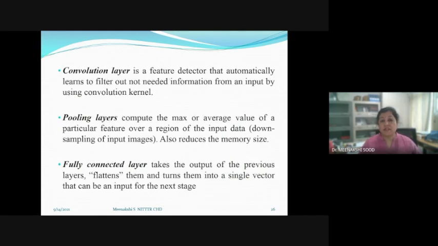Convolution is a layer which is basically a feature detector, and it automatically learns to filter out, because we are using the filters, we are using the kernels, and I hope everybody of you knows about the importance and the functioning of the filters, right? So the convolution layer is responsible for detecting the features by filtering out the needed information using the kernels. Then the pooling layer, you can think of it as the data reduction layer.